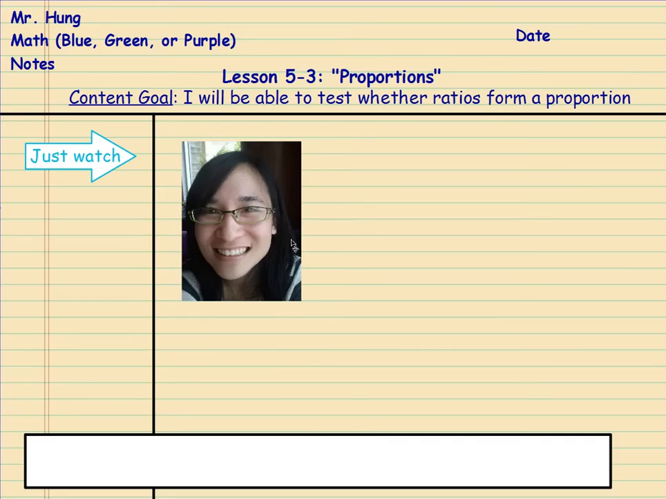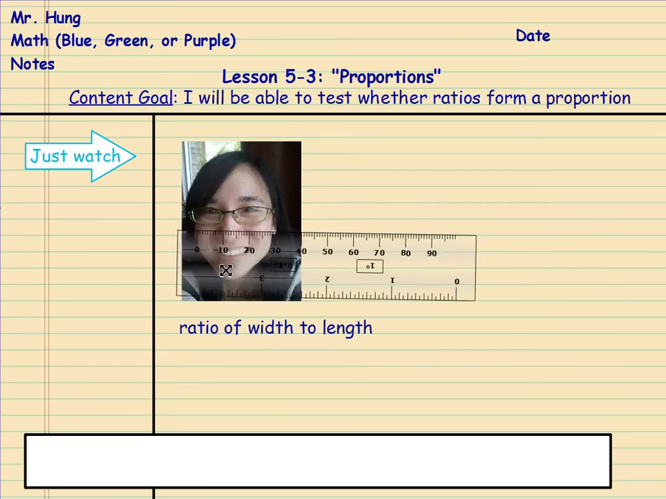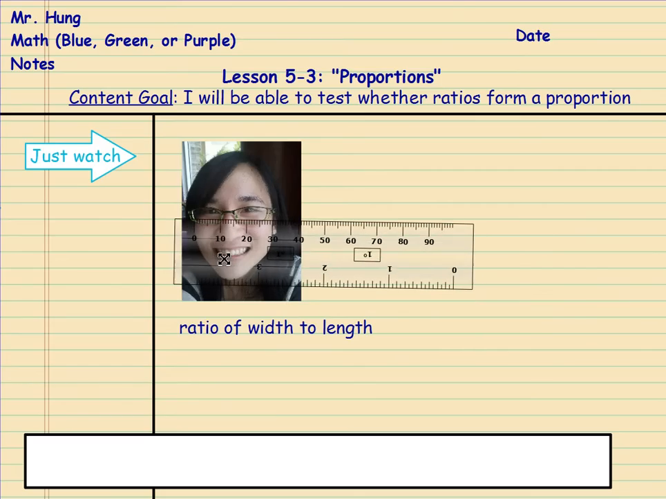This here is a photograph of my friend. And let's say I wanted to draw her. Now, I don't want to draw her the same size, but I want to draw her twice as big. So first, let's look at the ratio of the width of her face to the length, how long her face is. And I'm going to bring in a ruler and measure how wide her face is. And it looks like it's about 30 centimeters. So 30 is the width.